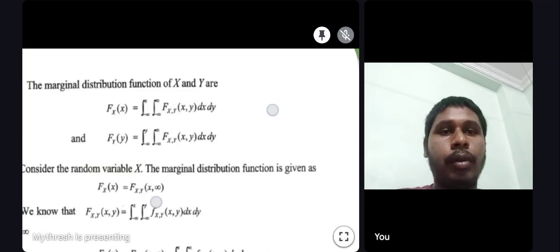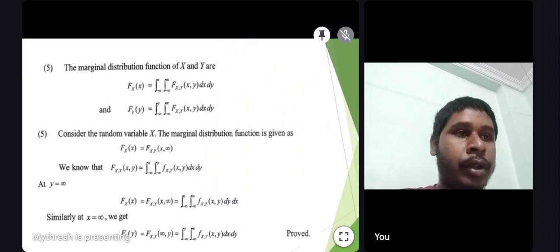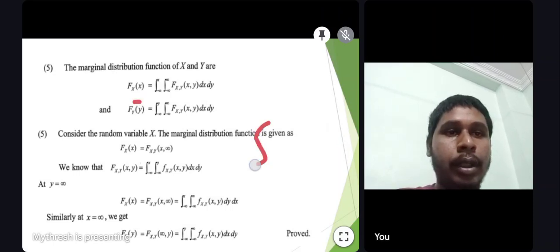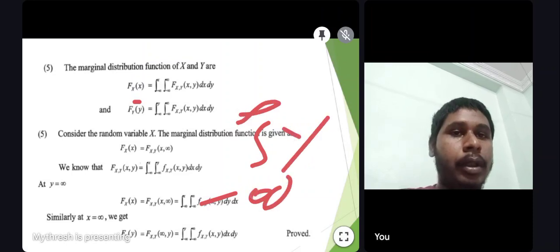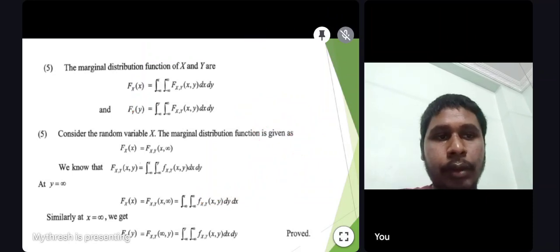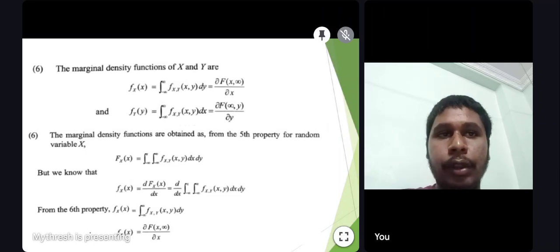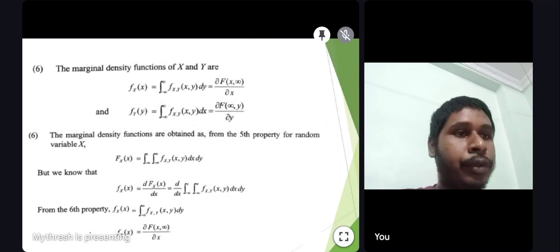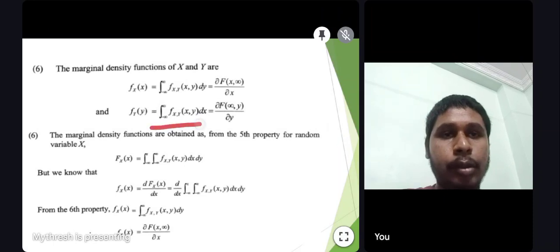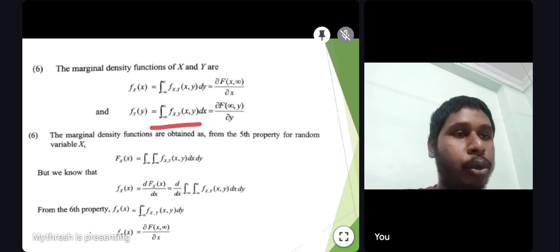So let us proceed forward with another, that is the marginal density function. For the marginal density function, we have to integrate with respect to the opposite variable of what we need. So if we want x, we have to integrate with respect to y. If we want y, we have to integrate with respect to x. And last but not least, we have the marginal density function. So for it, we first calculate the marginal distribution function. After calculating the marginal distribution function, we have to differentiate it with respect to the variable we need. So after we get the marginal distribution function, we derive it with respect to y to get the marginal density function of y, or vice versa for x.